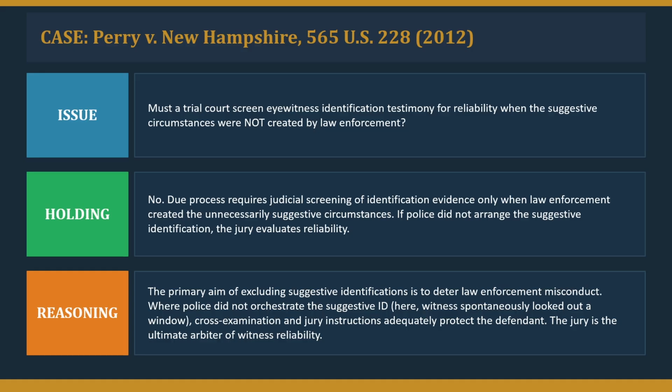The jury is the appropriate body to evaluate the witness's credibility, and cross-examination and jury instructions are adequate tools for that purpose. The court reasoned that the primary purpose of excluding suggestive identification evidence is to deter police from using improper procedures in the future. Where the police did not create the suggestive circumstances, there is no misconduct to deter, and the rationale for exclusion does not apply. Justice Sotomayor dissented and made a compelling point.